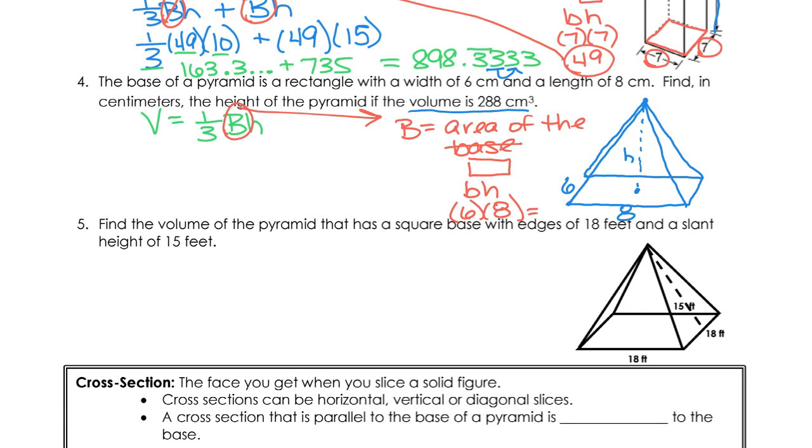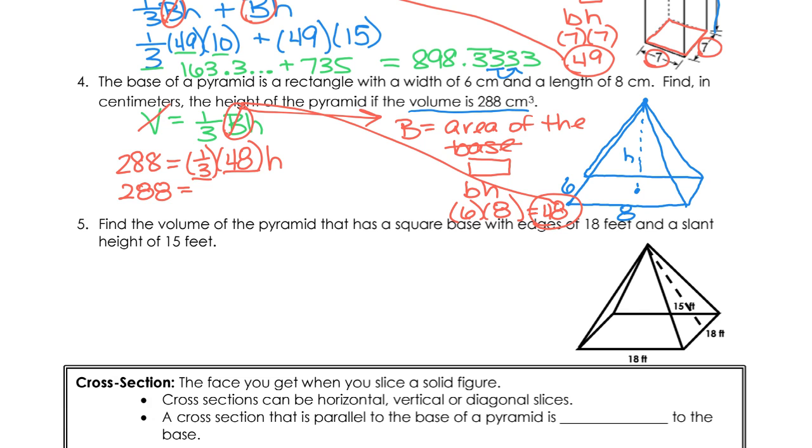Okay? And 6 times 8 is 48, and now I can take that 48 back to big B and replace big B with 48. Don't forget to bring down your 1/3. And this is a working backwards one, so the volume gets replaced with what they told us, which is 288, equal to 1/3 times 48 times our height. In our calculator, we're going to type in 1/3 times 48.